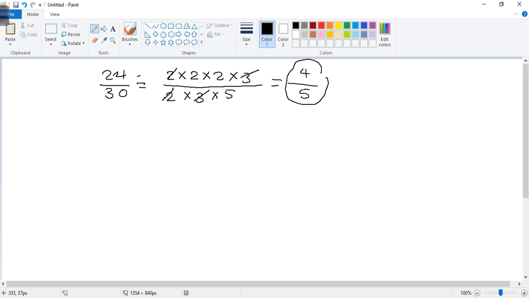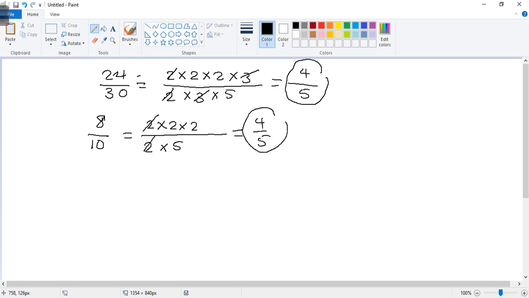Let's have another one, 8 over 10. As well from section 1, prime factors. What is 8? 8 divided by 2 is 4, 4 divided by 2 is 2, so it will be 2 times 2 times 2. 10 divided by 2 is 5. So we have 2 cancel 2, and we have 4 over 5. So that is the way it works. It's similar, but in the end this is the way we can simplify the fraction.